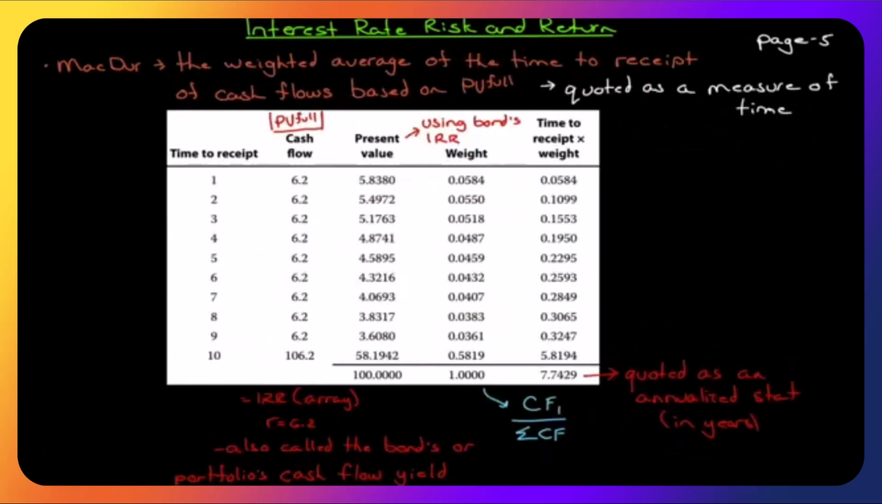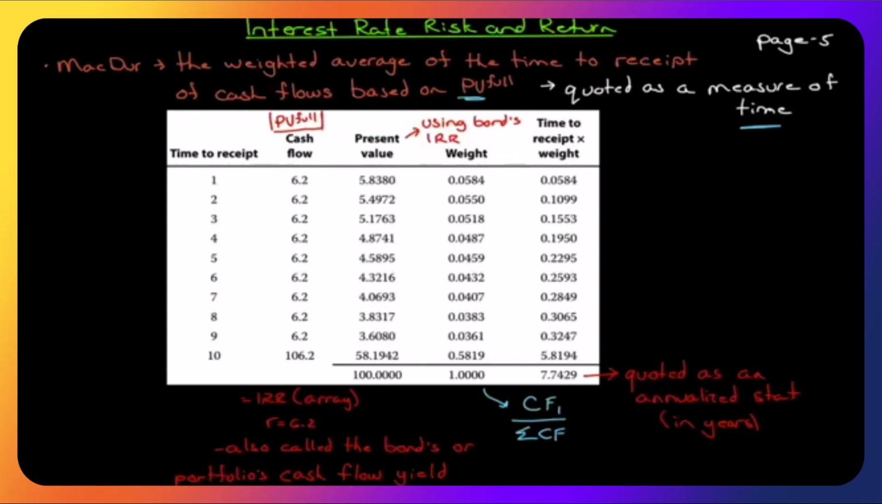So to calculate Macaulay duration, what we're going to do is calculate the weighted average of the time to receipt of cash flows based on the full price of the bond. And remember, Macaulay duration is quoted as a measure of time. It is the only duration statistic that is quoted as a measure of time. All other duration statistics are quoted either as a percentage change in the price of a bond or a dollar change in the price of a bond.